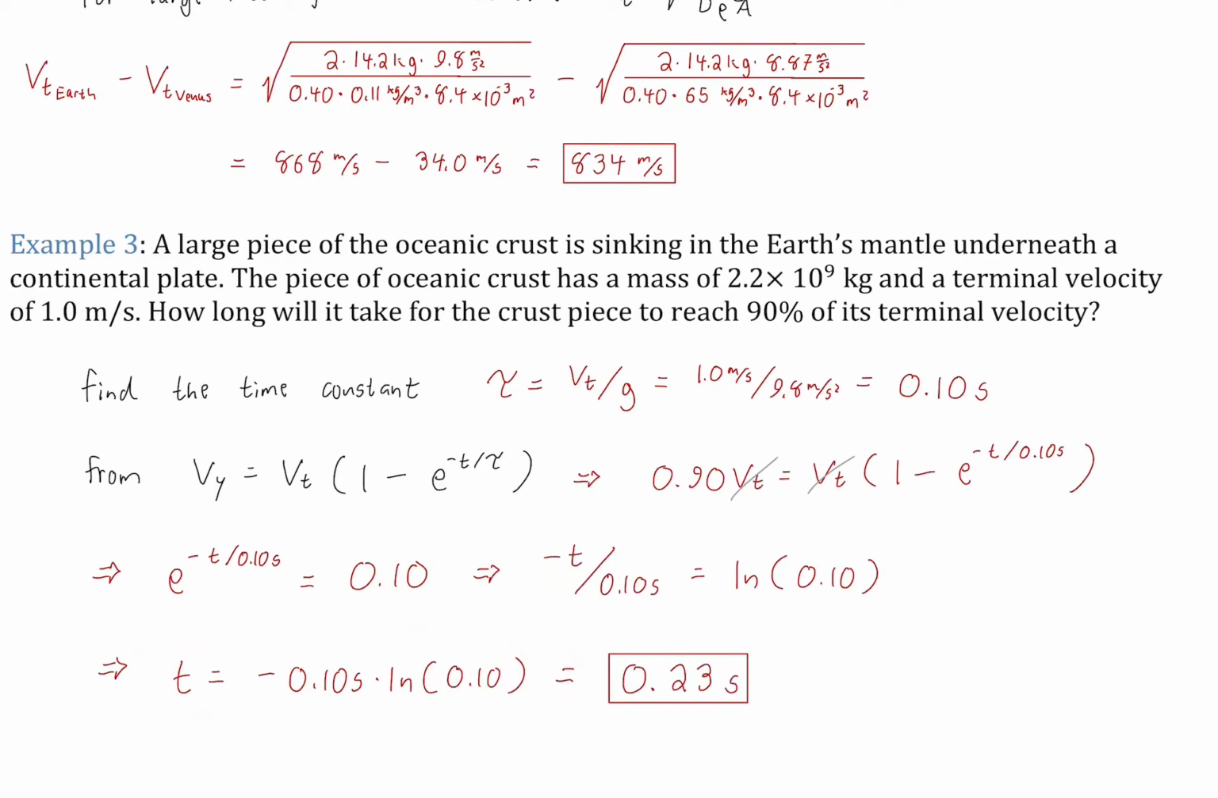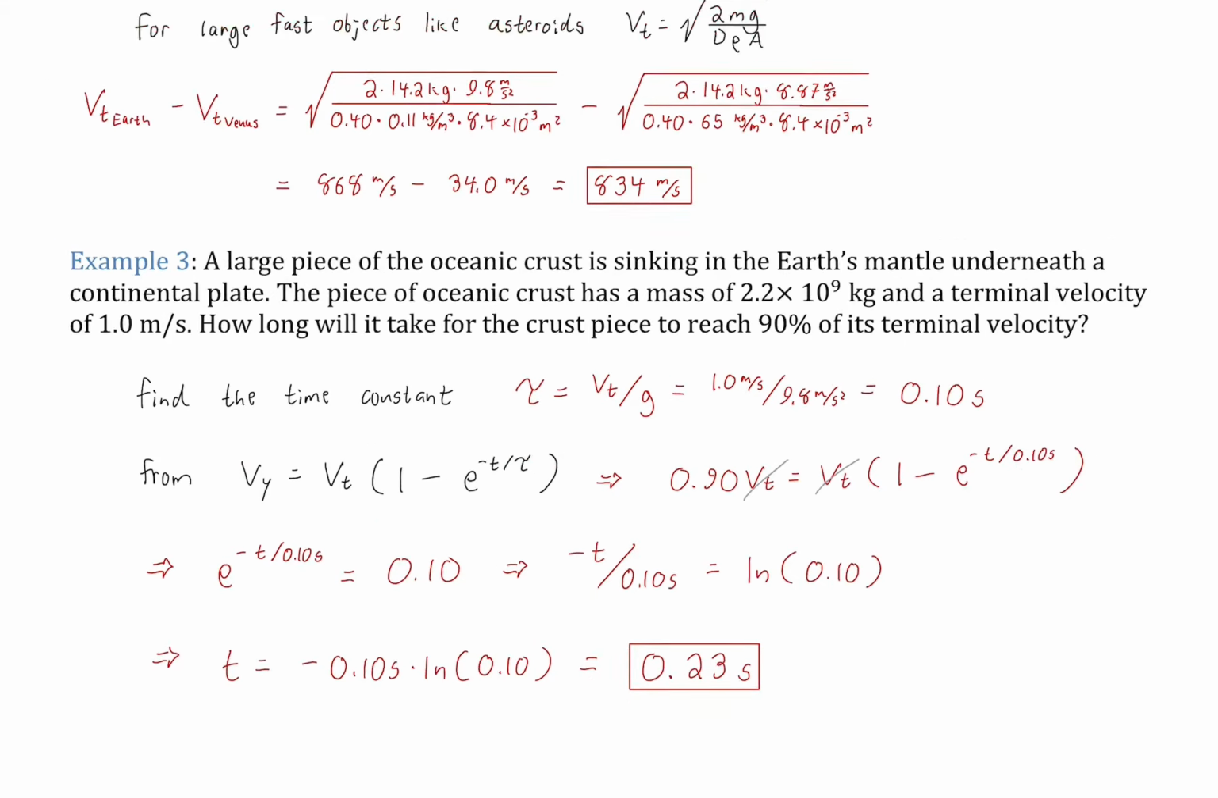Okay, so we found that it takes 0.23 seconds for the crust to reach 90% of its terminal speed. Now again, it does asymptotically approach. So if I ask you how long it takes to reach 99.99%, it could be a very large number, right? But that's kind of impractical once you start getting asymptotically close, because it will take ultimately an infinite amount of time. It never truly arrives there, because exponential decays never actually decay all the way, right?